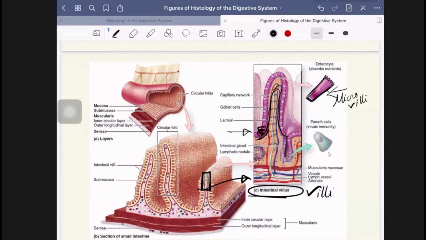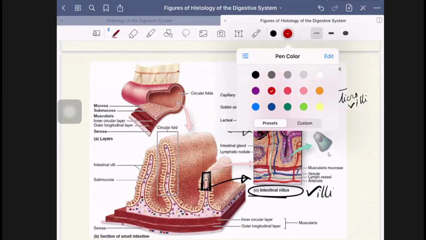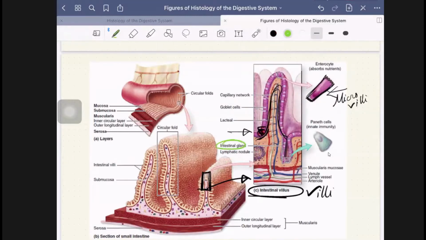And in the lining epithelium of the small intestine, we can see some intestinal glands. They are called crypts of Lieberkühn. If you see here, intestinal gland here, these epithelial cells invaginate to form some glandular structure. They are called intestinal gland or crypts of what? We have completed all the class. Crypts of Lieberkühn.